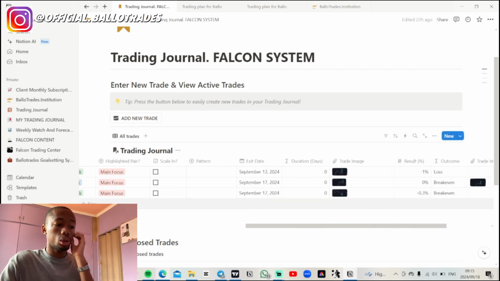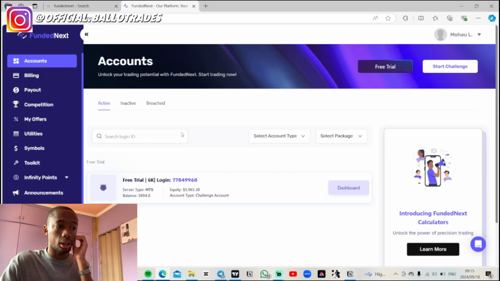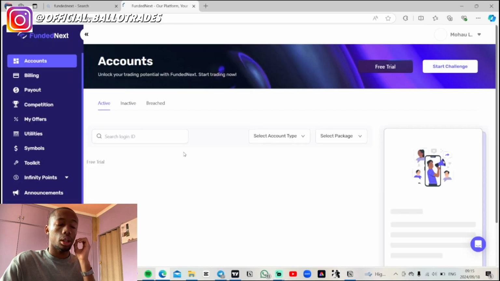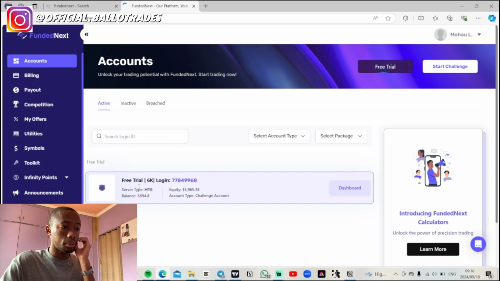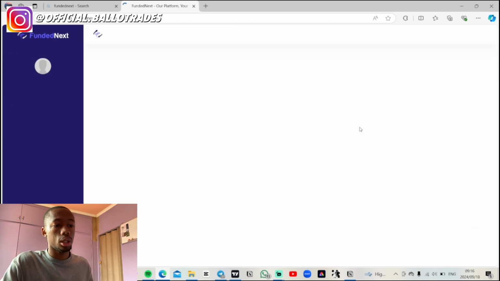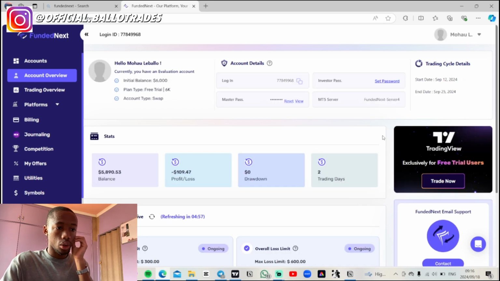So going over to my dashboard of the Funded Next free trial. As you can see, free trial, let me just refresh this. Free trial, as you can see here, free trial MT4. So yeah, man, let's go over to my dashboard. My dashboard is looking like this right now, right?